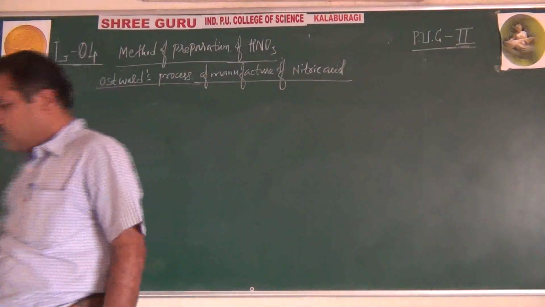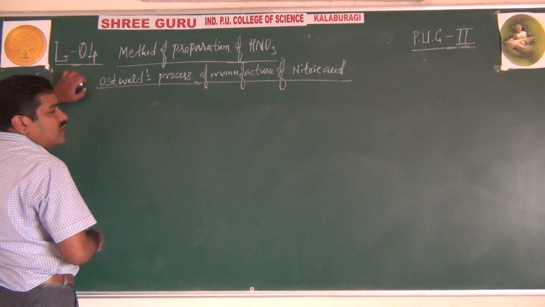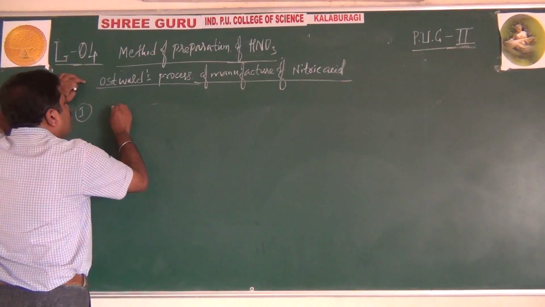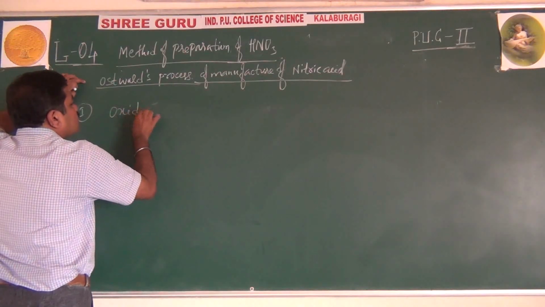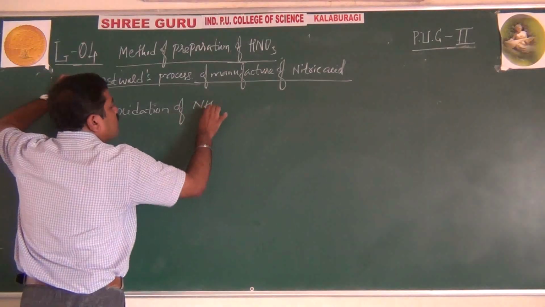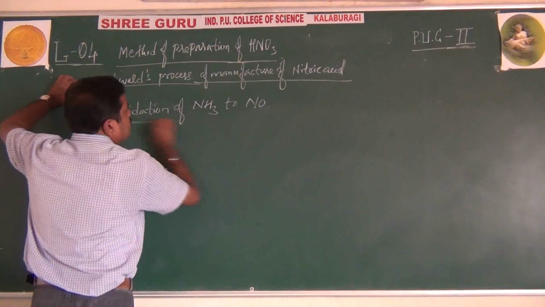Ostwald process of manufacture of nitric acid. There are 3 steps. First step, oxidation of ammonia to nitric oxide.